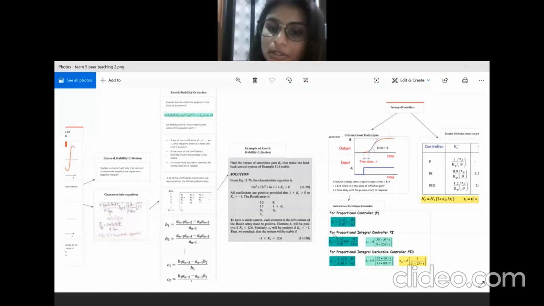And as for the proportional integral controller, PI, the controller gain is calculated using this formula, and TI is the integral time interval, calculated using this formula. And as for PID, the controller gain is calculated using this formula, and the integral time is calculated using this formula, and TD, the derivative time interval, is calculated using this formula. And as you can see, the formulas differ for each controller. And that's all from me. Thank you.